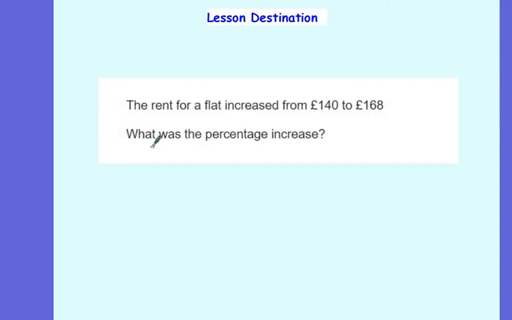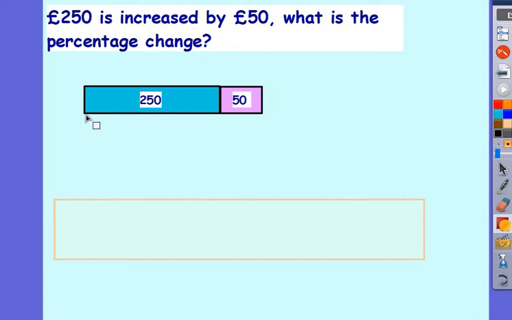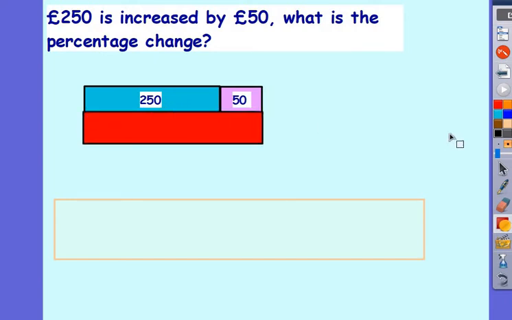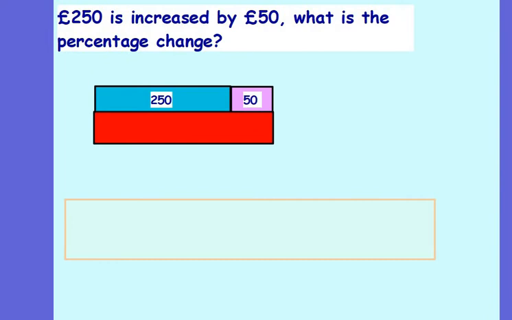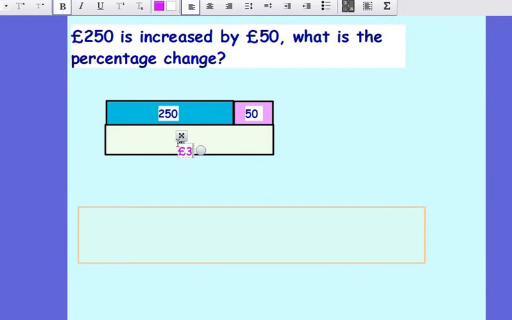Right, this is today's lesson destination, Year 7. We're looking at percentage increases and percentage changes. So, first up, £250 is increased by £50. What is the percentage change? So here we have 250, it's been increased by £50. So how much is it altogether now, Rosie? Great, it's now 300. So we've taken our 250, we've added on 50, and our final amount is now £300.